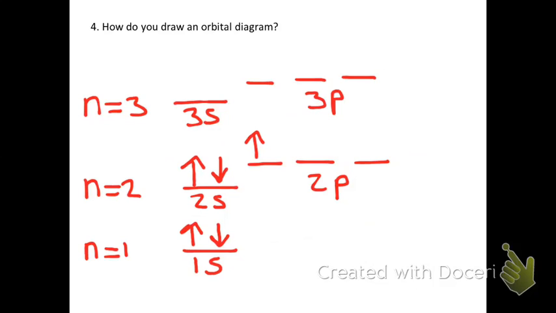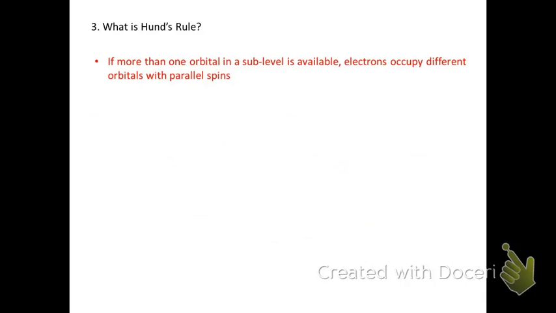Alright? And after boron comes carbon. So we have a decision to make. Where do we put the next electron? Do we put it in the same p orbital as we did for boron, or do we put it into a different p orbital? Well, it turns out that we're actually going to put it in a different p orbital with the same spin. Now, this is known as Hund's rule. Hund's rule says if more than one orbital in a sublevel is available, electrons occupy different orbitals with parallel spins.